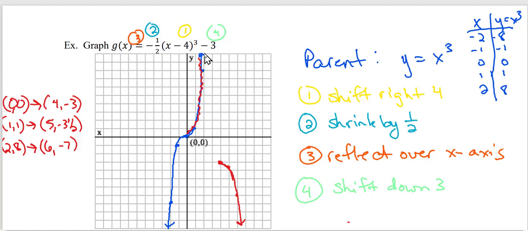We could do the same thing with -1, -1. Shift it right 4 spaces. -1, -1. 1, 2, 3, 4. Over at 3, -1. Shrink by 1/2 is going to make it here. Reflect over the axis puts it up at a y value of 1/2. Then shift it down 3 from there. 1, 2, 3 takes it here. And that point is what? 3, -2.5.